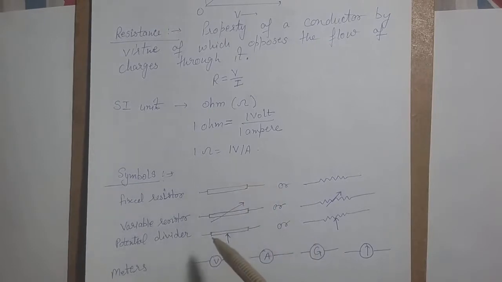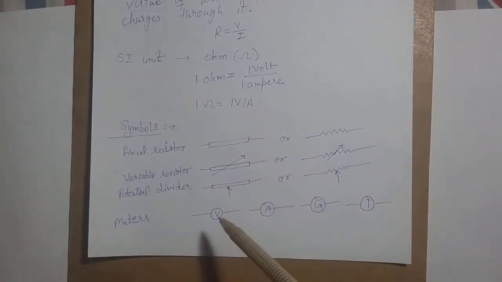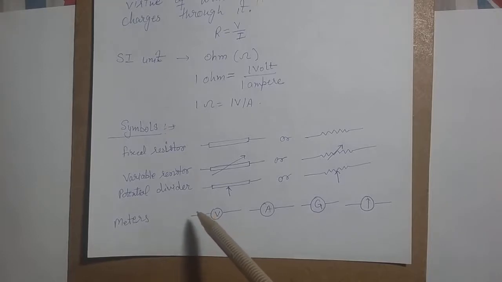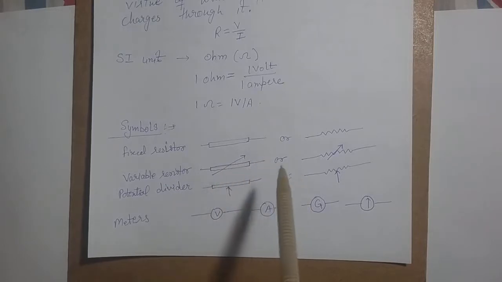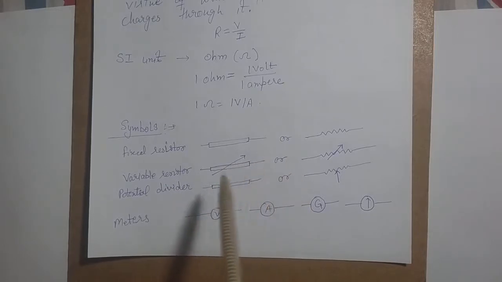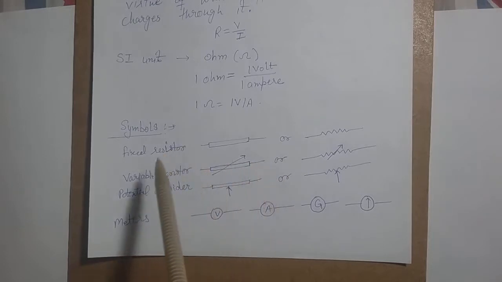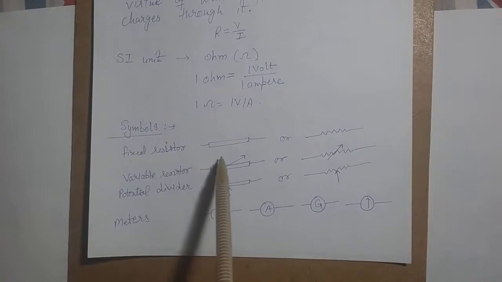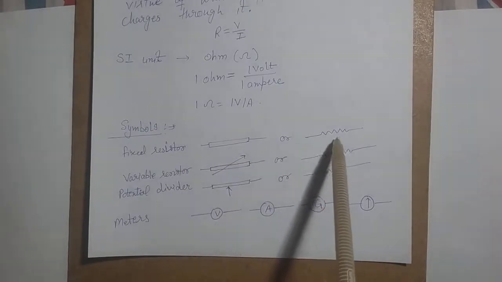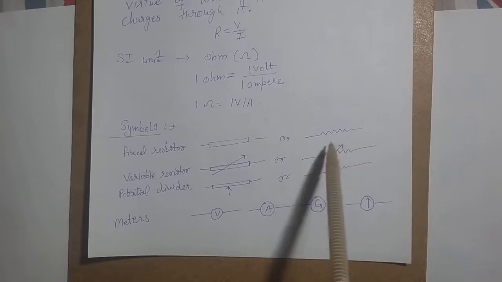Now we use resistors in our electrical circuits, and you will perform many experiments in your lab based on these resistors and electrical circuits. So you have to draw the circuit diagram, and for that you need to draw the symbols for resistors as well. So here are a few symbols for resistors and meters, which we use in our electrical circuits. The symbol for a fixed resistor is this or either this, and we use this symbol the most.